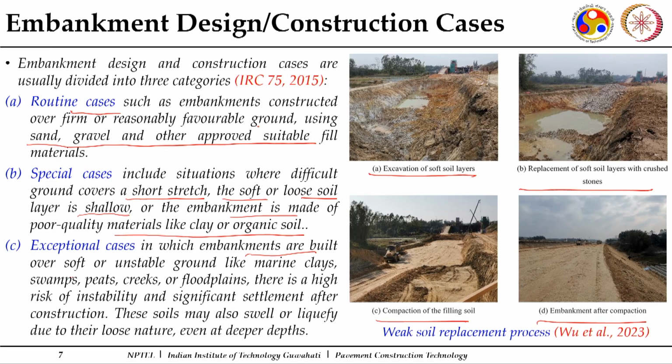There can be some exceptional cases where the entire stretch does not have good quality soil and the embankment is very poor. Even if I don't need to raise the level above the existing ground level, my ground is very poor in strength. So then it becomes a challenge. It says that in exceptional cases, embankments are built over soft or unstable ground like marine clays, swamps, peats, creeks or floodplains, and there is a high risk of instability and significant settlement. After construction, these soils may also swell or liquefy due to their loose nature, even at deeper depths.